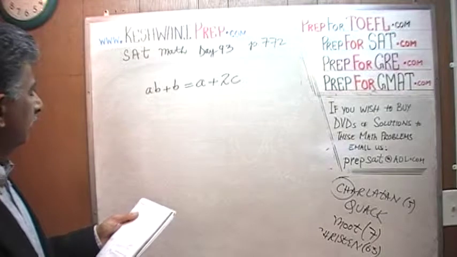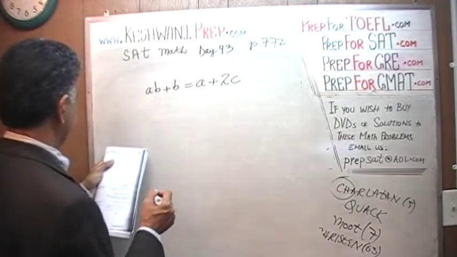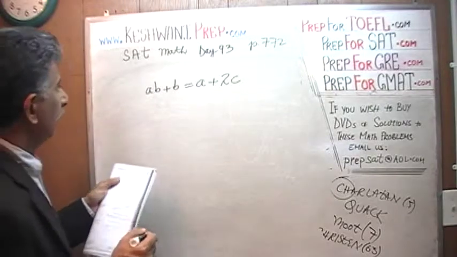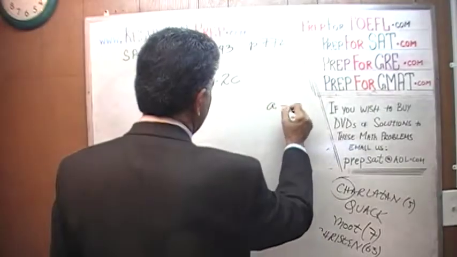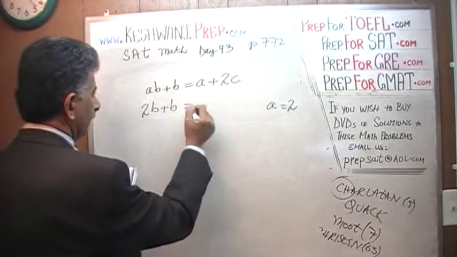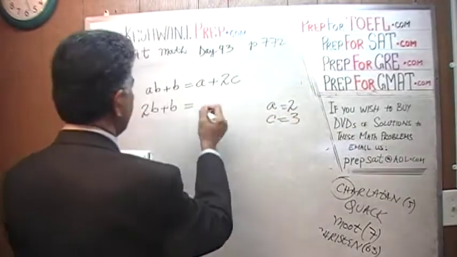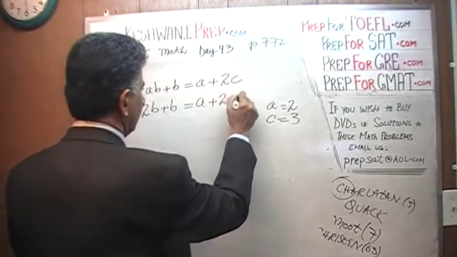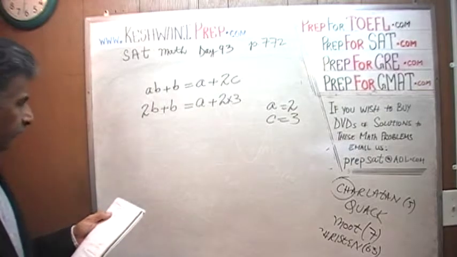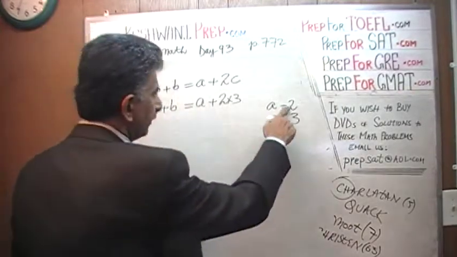Alright. Just put it in. a equals 2, so put it in here: 2 times b plus b. And we are told that c equals 3, put it in here: a plus 2 times 3. And a, of course, is 2. I'm not paying attention here. a, we are told, is 2.